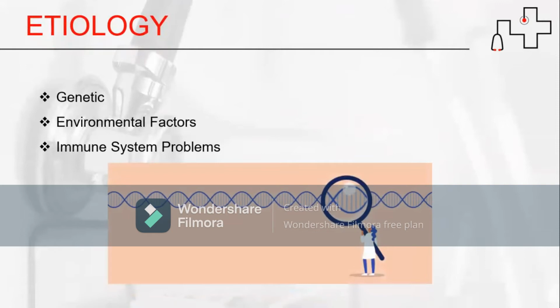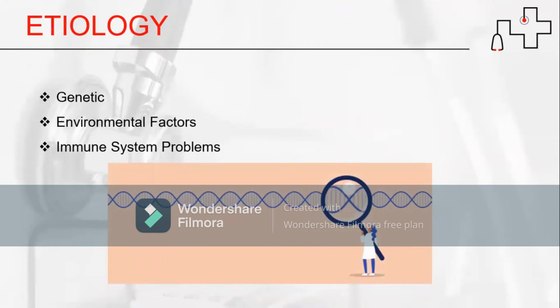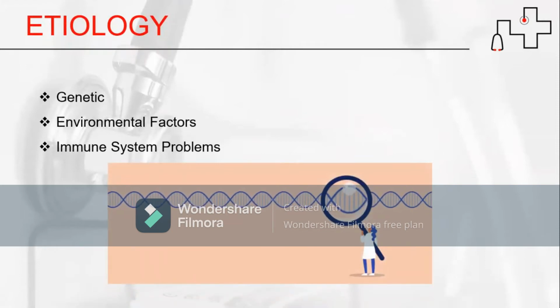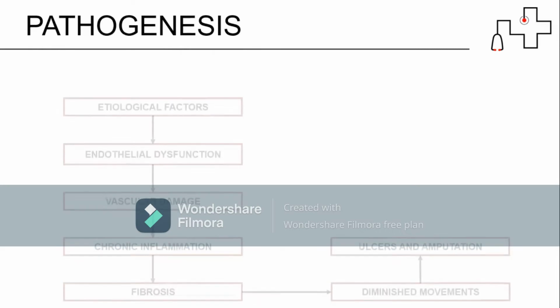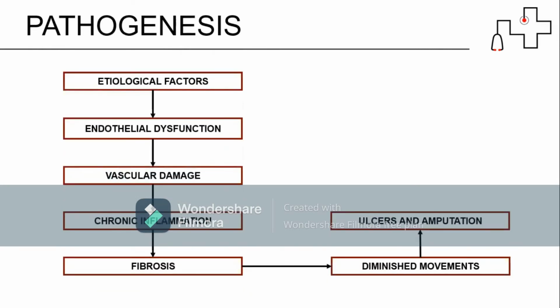The etiology or the causes of scleroderma: genetics, environmental factors, and immune system problems. The pathogenesis or pathophysiology of scleroderma is poorly understood. It commonly begins with skin involvement. The mononuclear cells cluster on the skin and stimulate lymphokines to stimulate pro-collagen, which causes endothelial dysfunction. Insoluble collagen is then formed and accumulates in the tissues, and that would result in vascular damage and chronic inflammation.